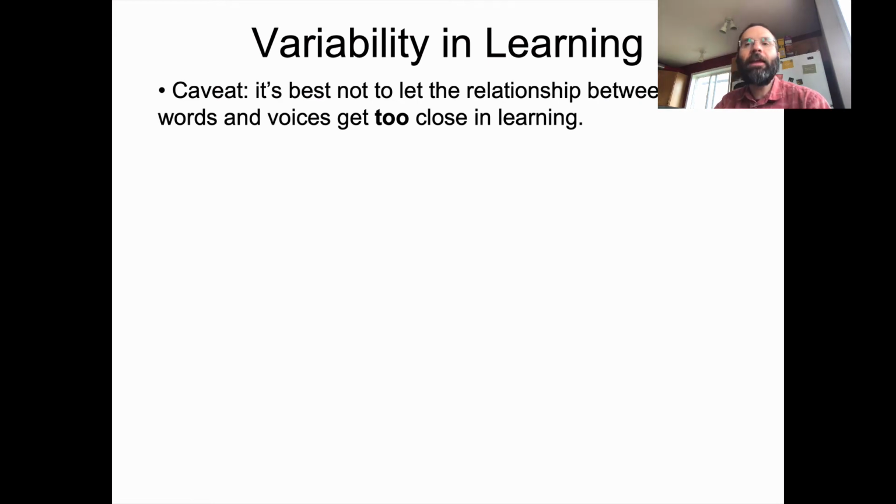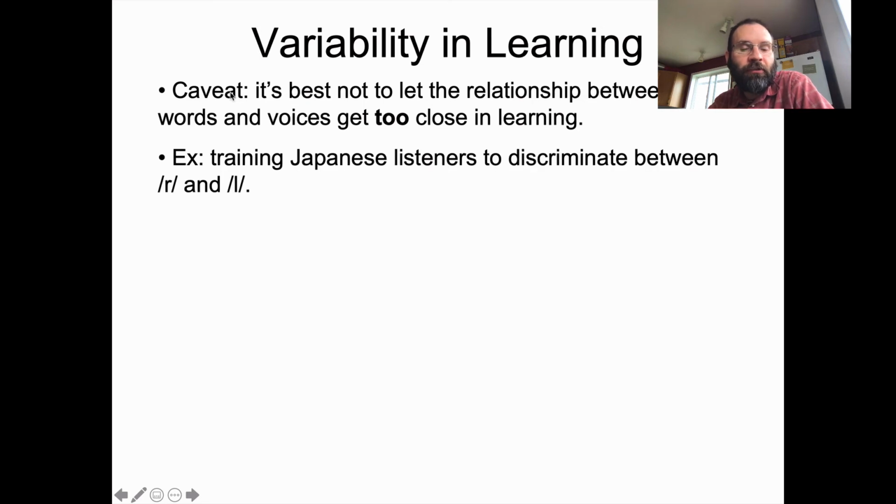One interesting finding in this line of research is that variability is not problematic, but it's actually useful. So when you get more variability when you're learning to do a perceptual task, it actually winds up being helpful. It helps you generalize better over the long term. So it's best not to let the relationship between words and voices get too close in learning. And a classic example of this is studies that have looked at how to train Japanese listeners to discriminate between R and L in English.